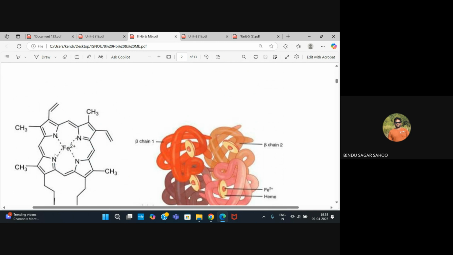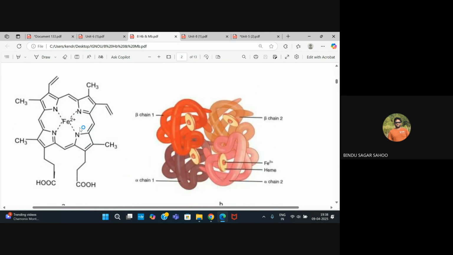So 11 pi bonds means how many electrons? 22. Can it satisfy the Huckel rule? 22 means 4n plus 2, so it is satisfying the Huckel rule. That means it will behave like an aromatic ring. Also remember that this aromatic ring, this porphyrin ring, is just like a rigid ring.